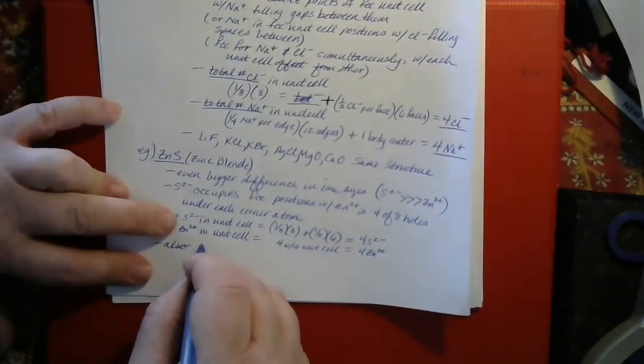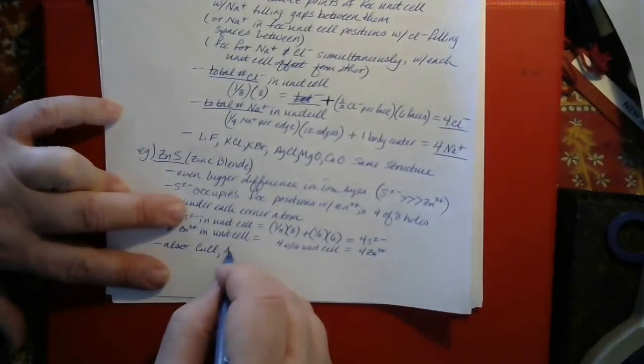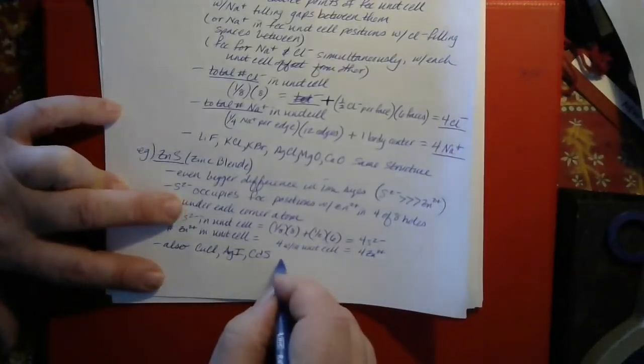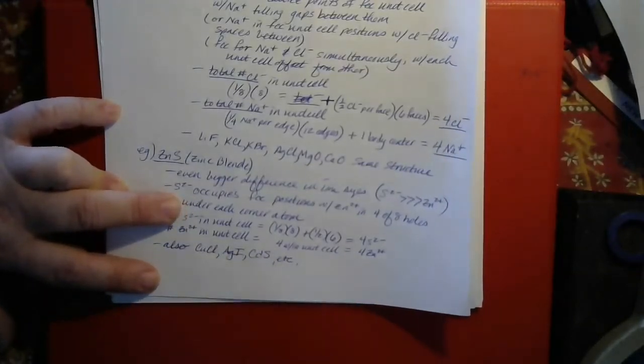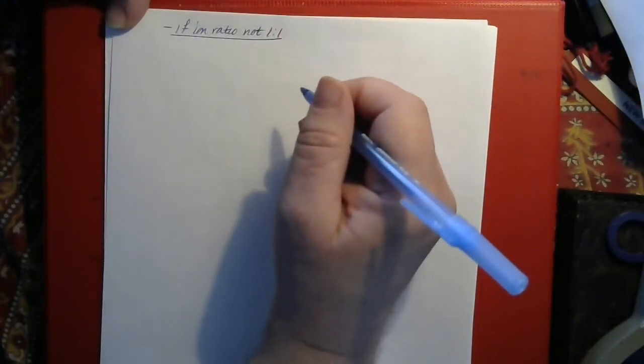This structure is also found for copper 1 chloride, CuCl, silver iodide, cadmium sulfide, and some others. There is another situation where quite possibly the ion ratio is not going to be 1-to-1. In fact, there are a lot of ionic compounds where the ratio is not 1-to-1.